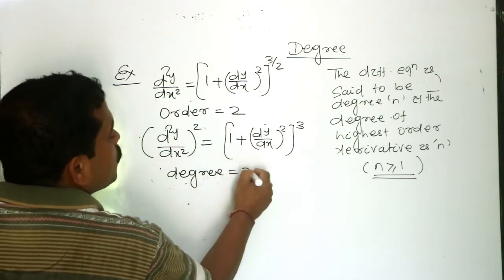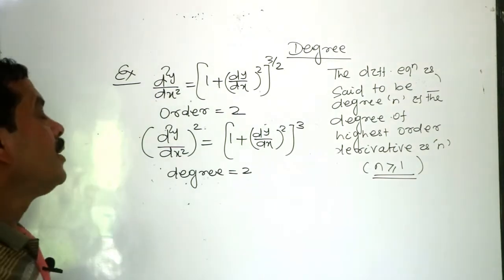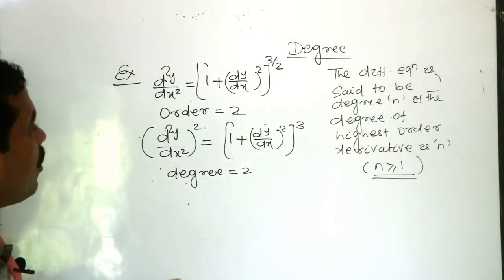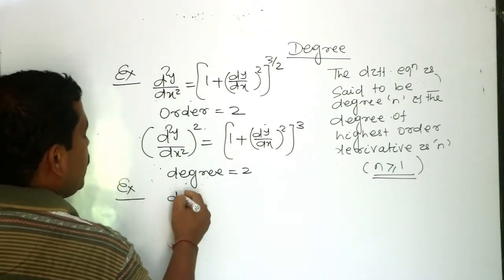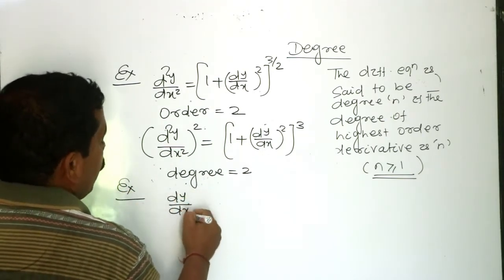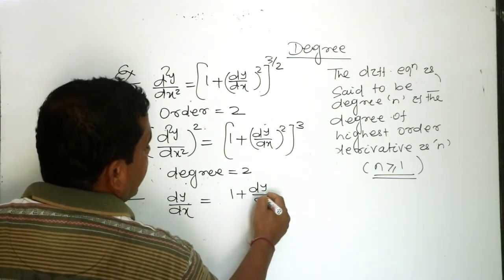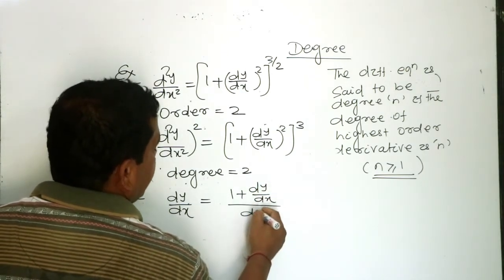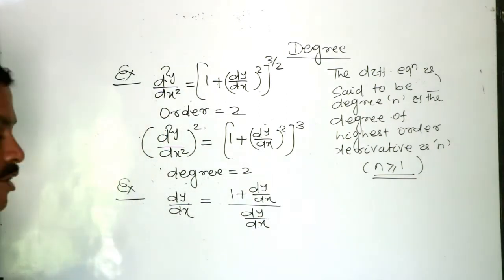Degree is 2. We have to omit the fraction power, then we have to find the order and degree. For another example, suppose the differential equation is dy by dx is equal to 1 plus dy by dx by dy by dx. What is the order and degree of the differential equation?